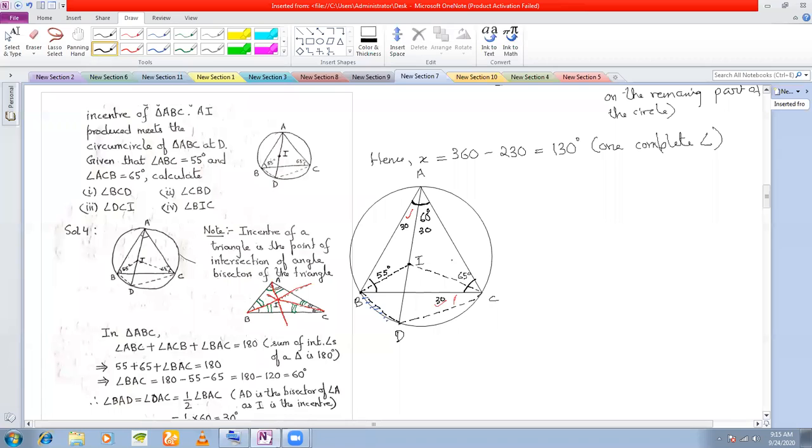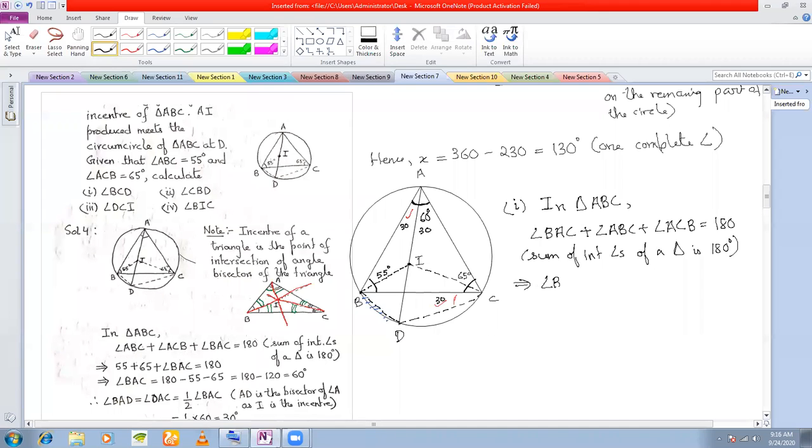Okay. So let us write it down first. We'll start by saying we'll find third angle, angle A. In triangle ABC, angle BAC, the unknown angle in that triangle, plus angle ABC plus angle ACB must be equal to 180, because sum of interior angles of a triangle is 180 degree.